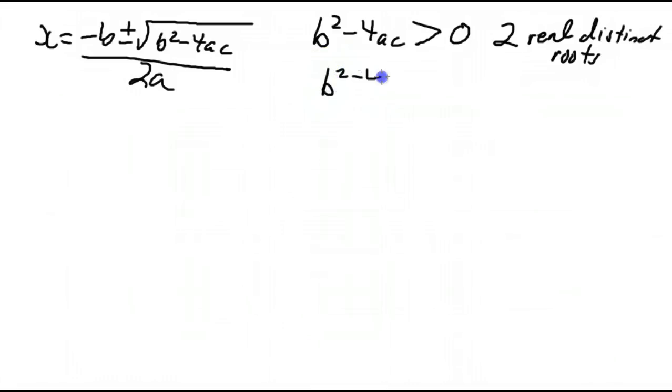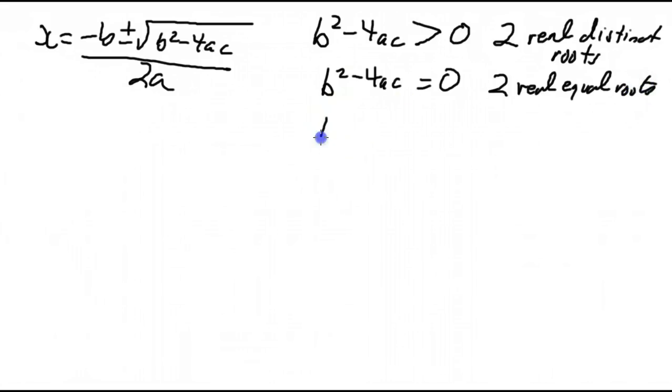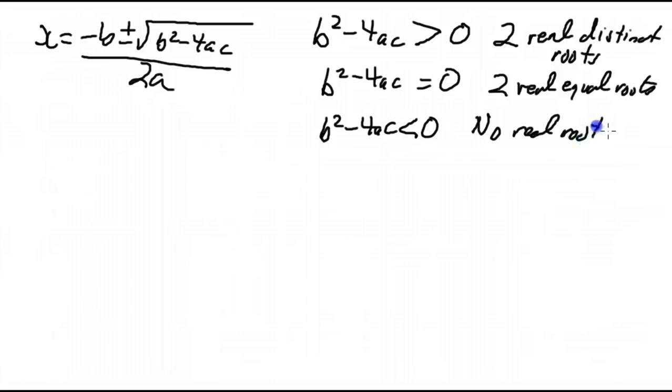If b squared minus 4ac is equal to 0, then I will be adding and subtracting 0. So my root will just be negative b over 2a. We call that two real but equal roots. And if b squared minus 4ac is less than 0, then we have no real roots, since we cannot take the square root of a negative. And the most important thing is, if b is negative, just remember that b squared will give you a positive value. Okay, so let's do a problem.